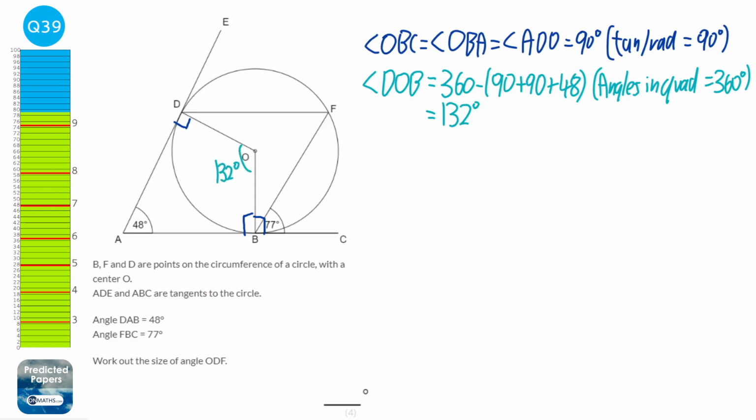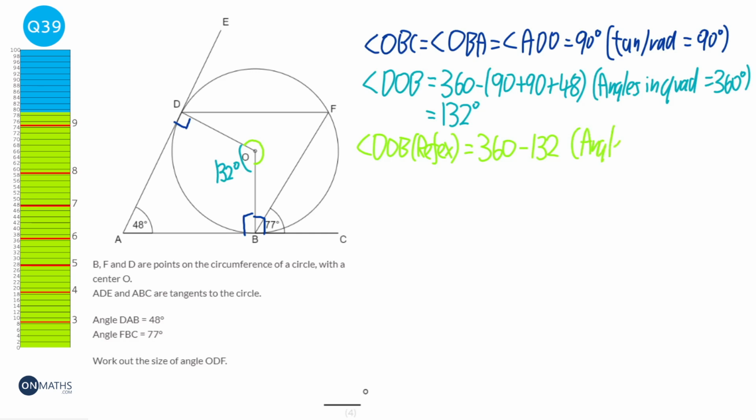But we also have this angle here, which is also angle DOB, but I'm going to call this the reflex one. And to work this one out, we just do 360, take away 132. And the reason for that is angles around a point equal 360 degrees. And so we're going to do 360, take away 132, which is 228. So this is 228 degrees.